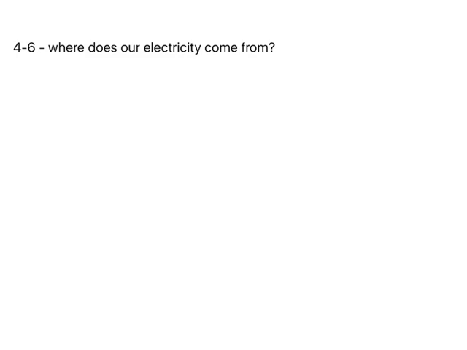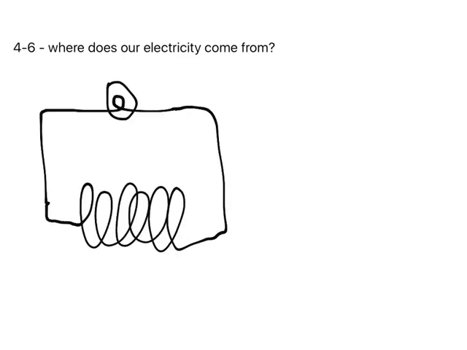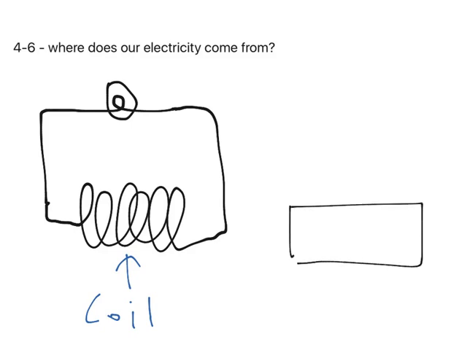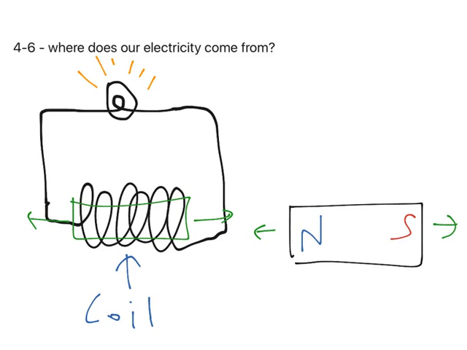In this video, we will learn about where our electricity comes from. Remember from the last video that if we have a wire in a coil like this, and we take a magnet and we move the magnet. So we put the magnet in here, and we move it left, right, left, right, left, right. When the magnet moves, we will get electricity.